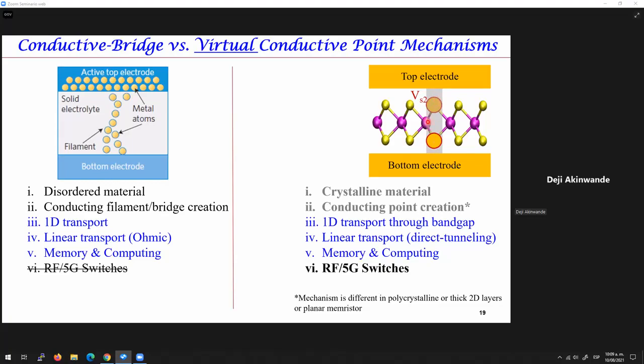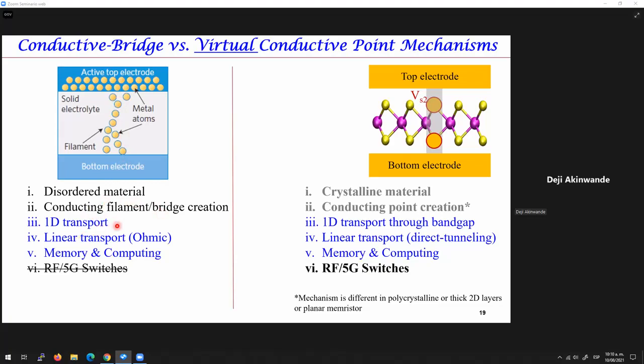Nonetheless, the material locally has a high density of states, a conductive density of states at this local point. So you have tunneling transport from the top electrode to this conductive state and back all the way to the bottom electrode. So that is what we mean by virtual, unlike the conductive bridge, where there's actually a physical connection from top to bottom.